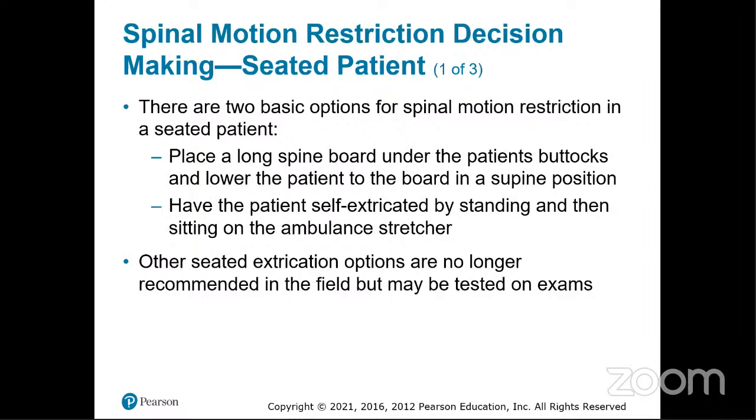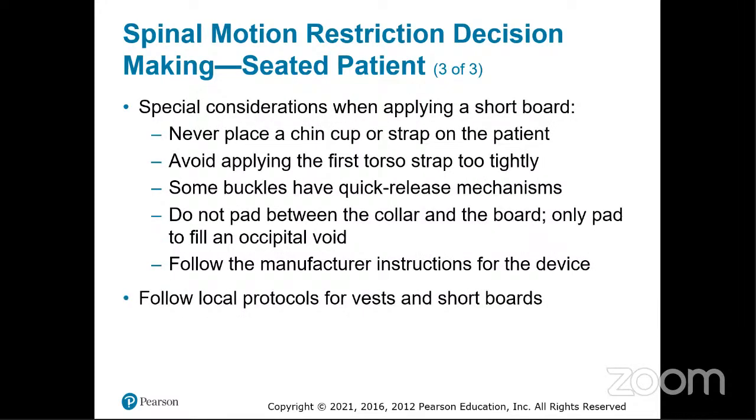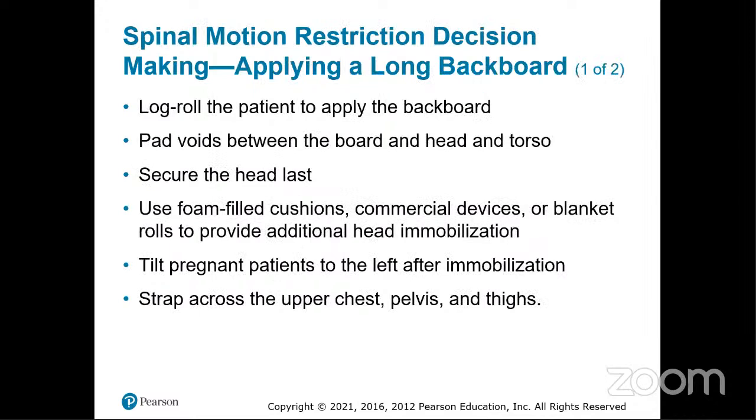This is a slide we used to talk about, KEDs and spinal immobilization in a seated patient. What we found though is we were doing far more moving of the patient trying to get the stupid thing on them than just letting them get themselves out or sliding them onto a board. So in the state of Utah we don't even teach them anymore. The seated patient, they're not testing on it. We don't have to do it anymore.